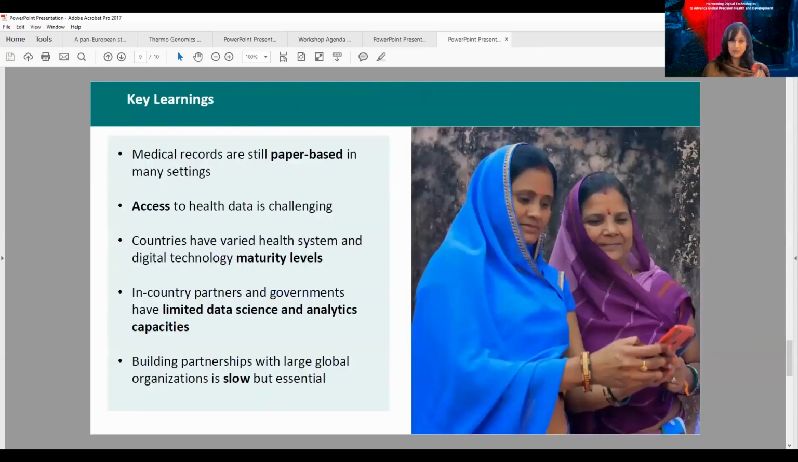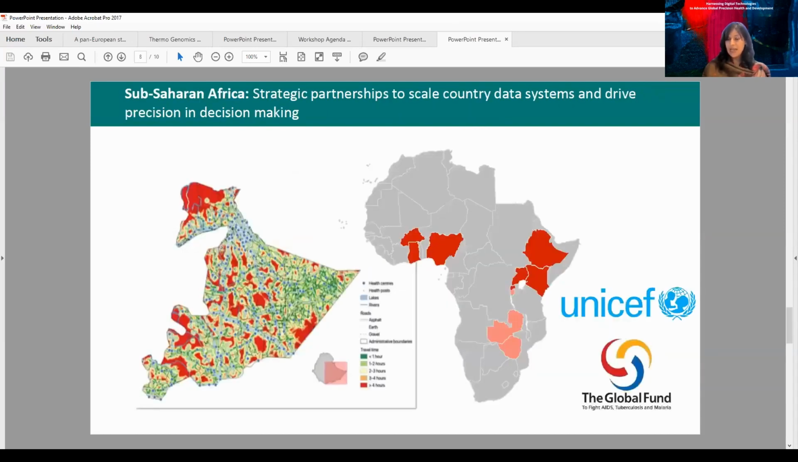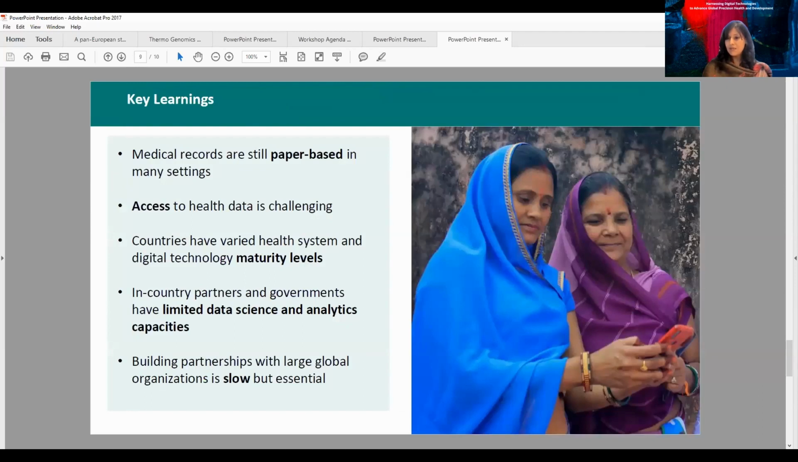Yes, I can. So very quickly, we did similar programs in Uganda, looking at essential health coverage during the pandemic, and similarly in several parts of Africa, and this is in Ethiopia, using GIS services to find where there are gaps. Very quickly summarizing where we have challenges, and I won't read them out, but fundamentally, data is still paper-based, countries have different maturity levels, and capabilities are limited.